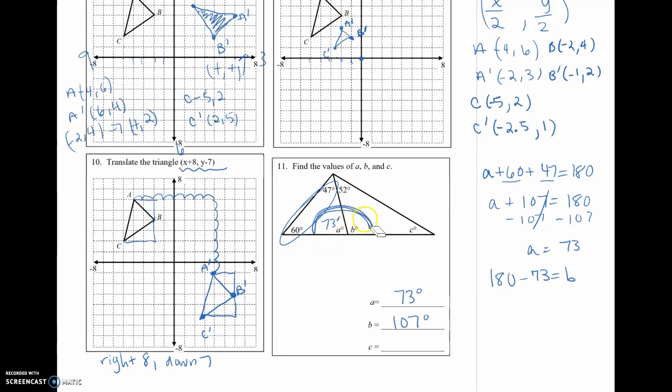And then lastly, to find angle C, I might just come back and use this triangle. If that's 107 degrees, I know that 52 plus 107 plus C must add up to 180. So when I add these together, 52 plus 107 is 159, plus C equals 180. I hope I'm doing this math right in my head. Subtract that from each side, so C equals 180 minus 159. I'm going to borrow from my 8, make that a 10. 10 minus 9 is 1. 7 minus 5 is 2. We should get 21, unless I made a mistake, in which case, please let me know.